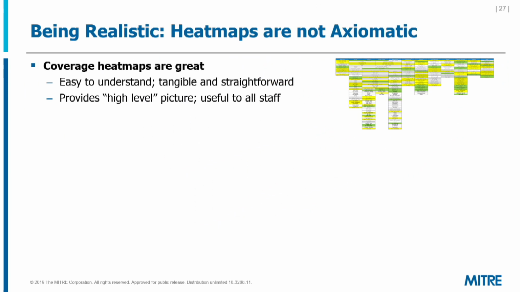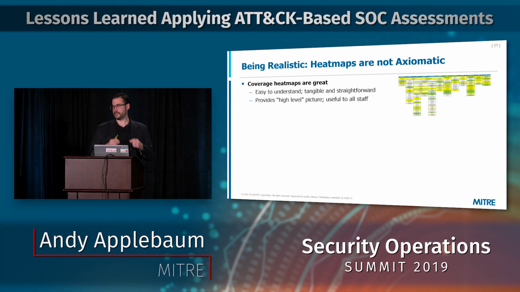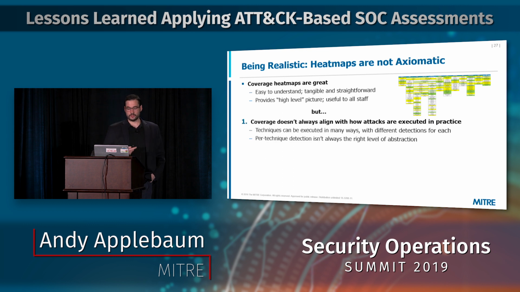Another important lesson is to always focus on what heat maps are. They're not axiomatic, they aren't ground truth, they aren't these universal things that we always need to have and always need to go to as that one core document. They're really helpful, they're easy to understand, they're tangible and straightforward, and they provide the high-level picture that's useful to everybody at every level, but there are problems.